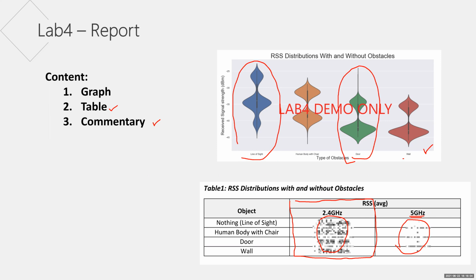Did you use, but if you didn't do the 5 gigahertz part, you are not meant to lose any marks. So don't worry about that. Did you use Excel to create violin graph? No, I use Python, but I'm not sure we can use Excel to do this, but there must be a way. It should be very easy to plot this kind of graph.